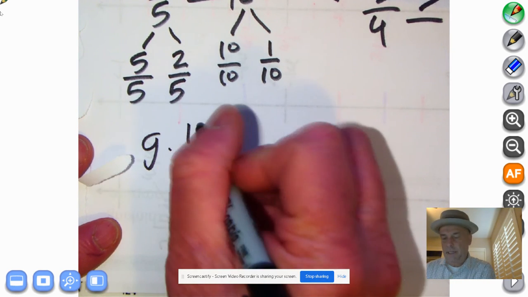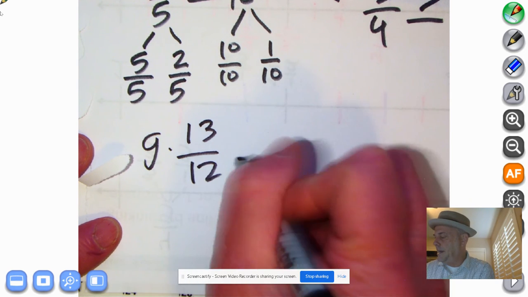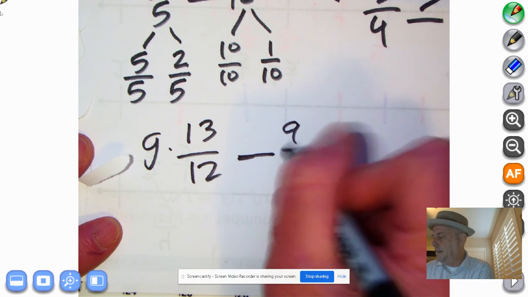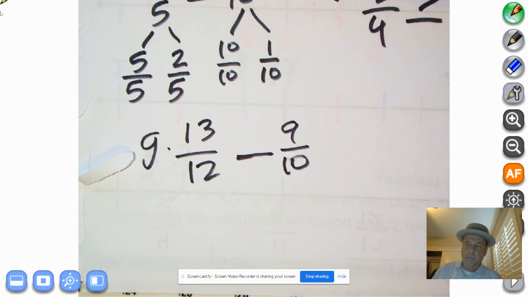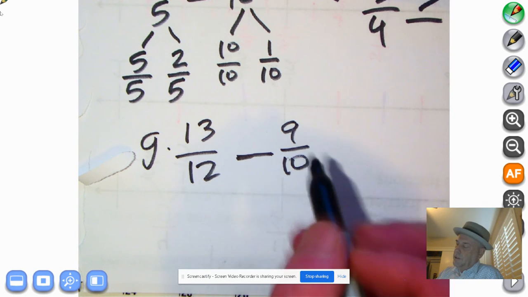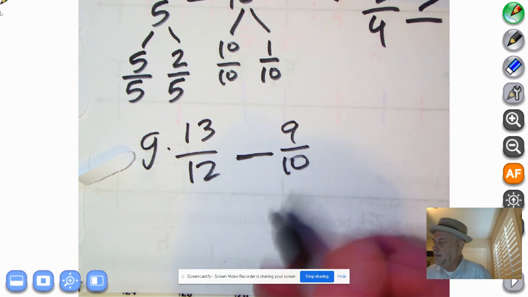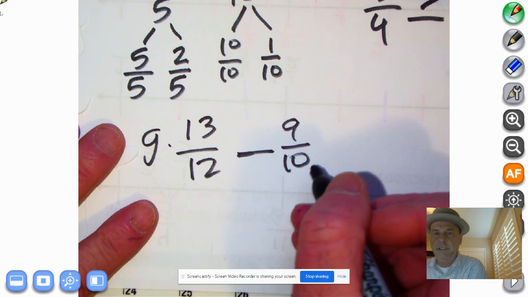We have 13 twelfths and 9 tenths. Go ahead and do this one on your own. Don't even bother pausing. You should know right away because there's something about that numerator. Yeah, the numerator in 13 twelfths is larger than the denominator. And this one, this numerator is smaller than the denominator. So this is 1 and 1/12. This isn't even 1.